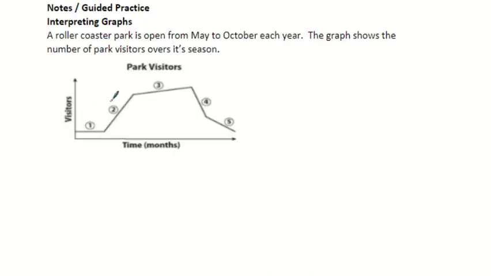So what we're going to be doing is looking at a graph and interpreting what's going on based on the graph. Here we have a roller coaster park. Let's call it Six Flags, okay? And it's open from May to October each year. So right here, this is probably May, and it's open until October. So this would be October.